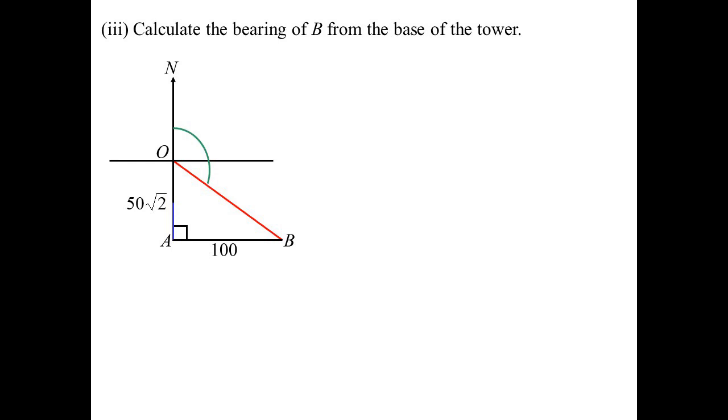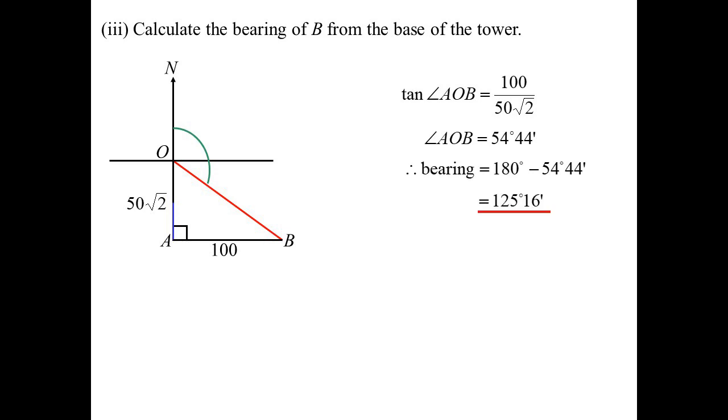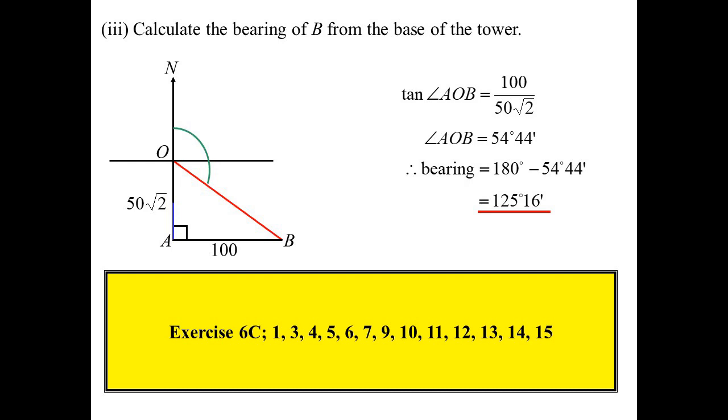That would be the bearing. I can work out angle AOB, and then I could take it away from 180, and that would work it out for me. So angle AOB is 54.44. So the bearing must be 125.16. So 6C is a whole heap of trig questions, but now involves pictures with 3 dimensions. You might need to redraw some 2-dimensional pictures to make life easier for yourself.